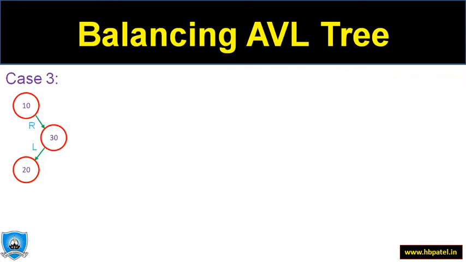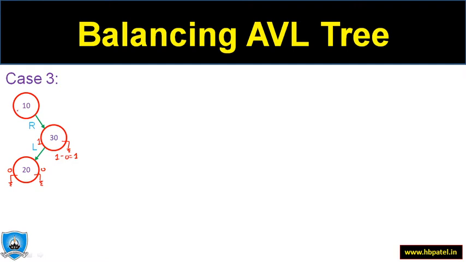Case 3 is something like this. We are having 30 on the right hand side of 10, but 20 on the left hand side of 30. So look at this, the balance factor of 20 is 0 because I don't have anything on the left, I don't have anything on the right, so 0 minus 0 is 0.